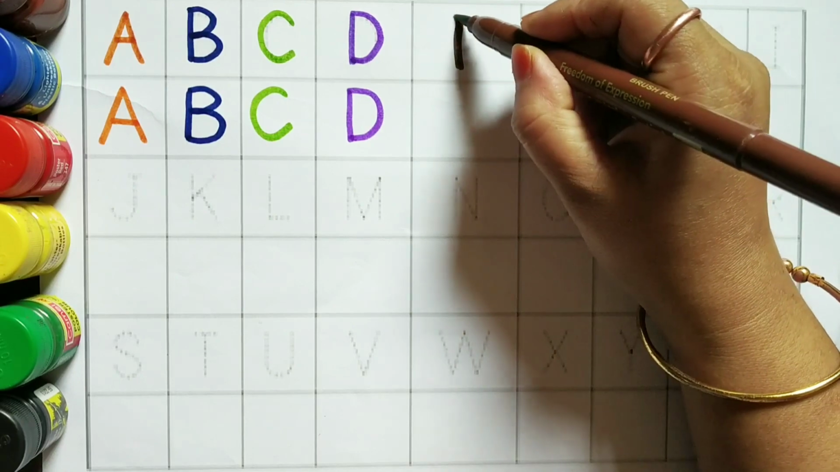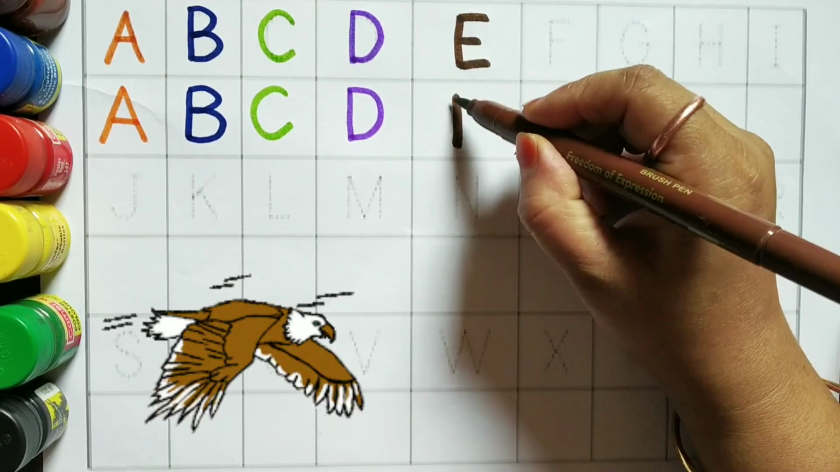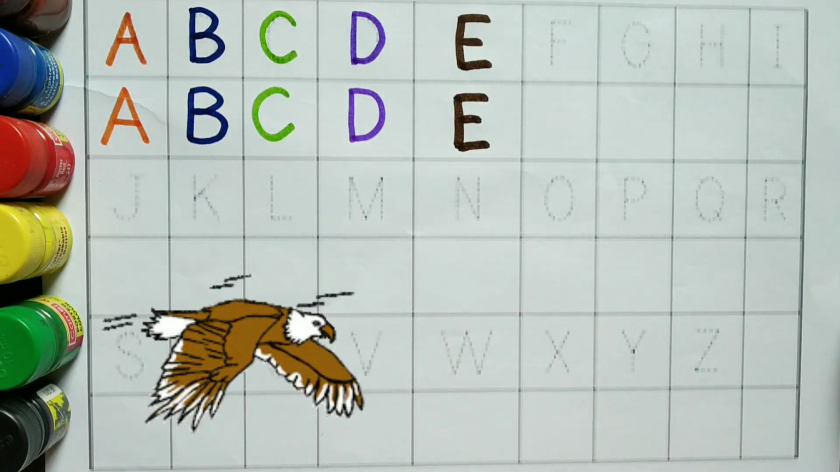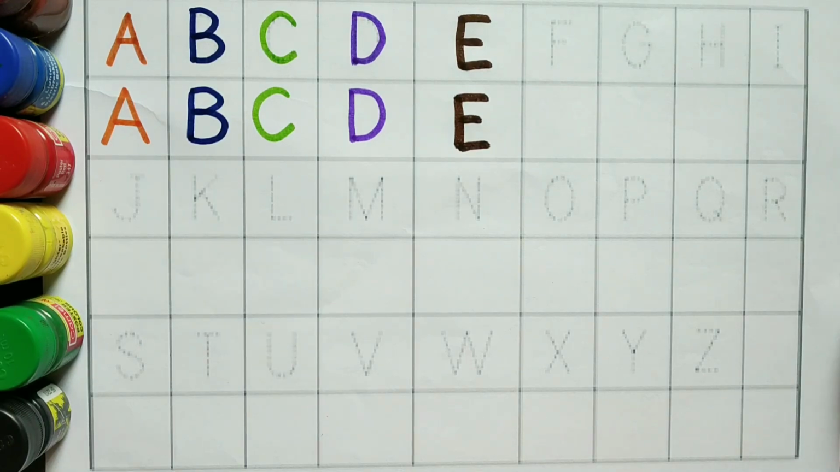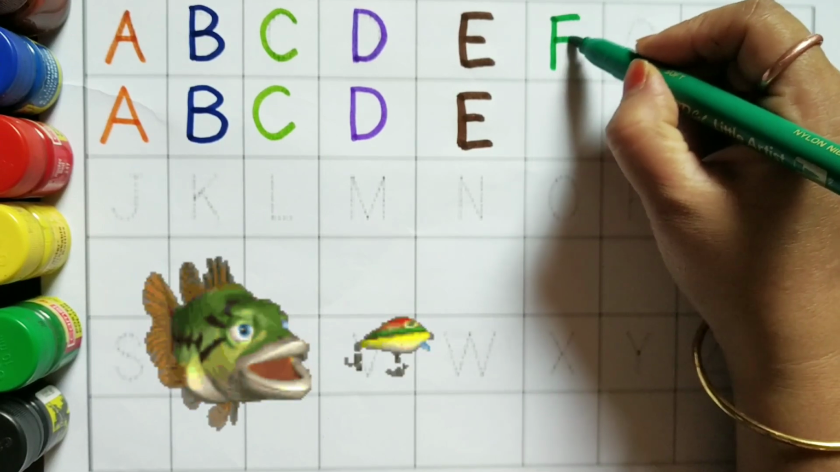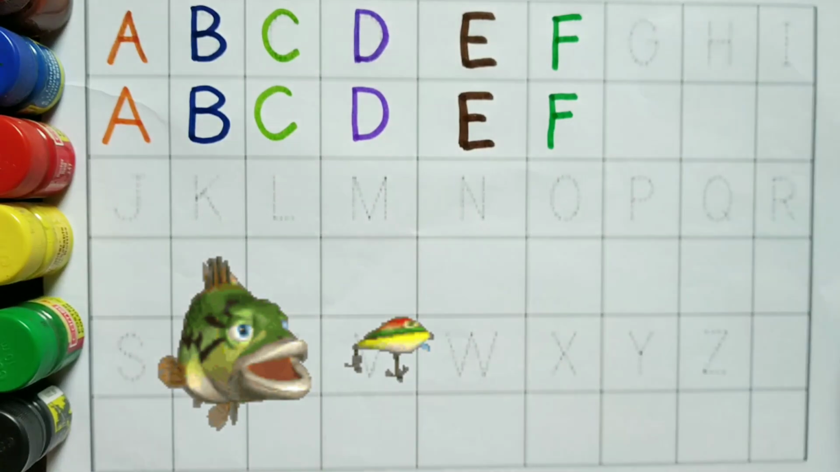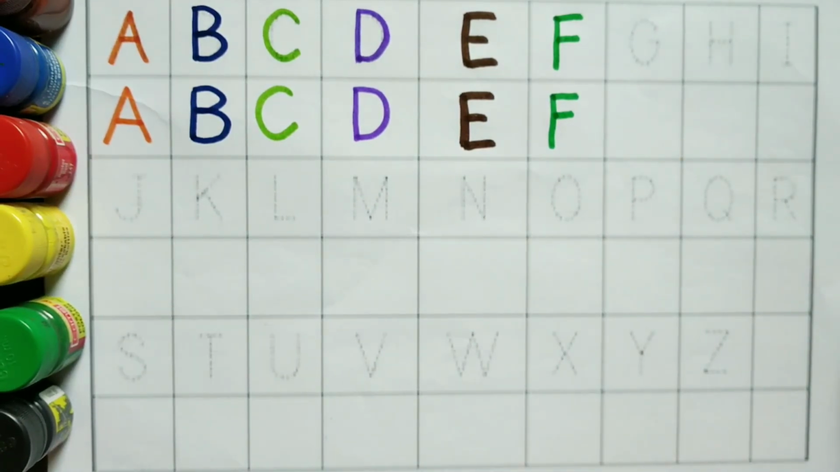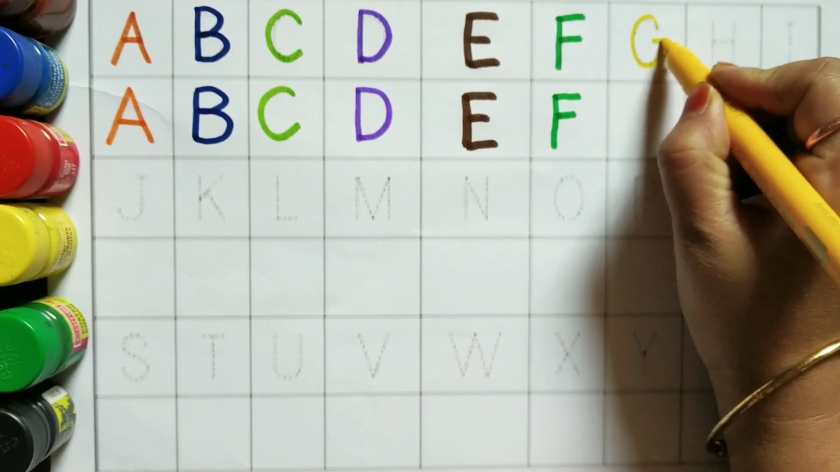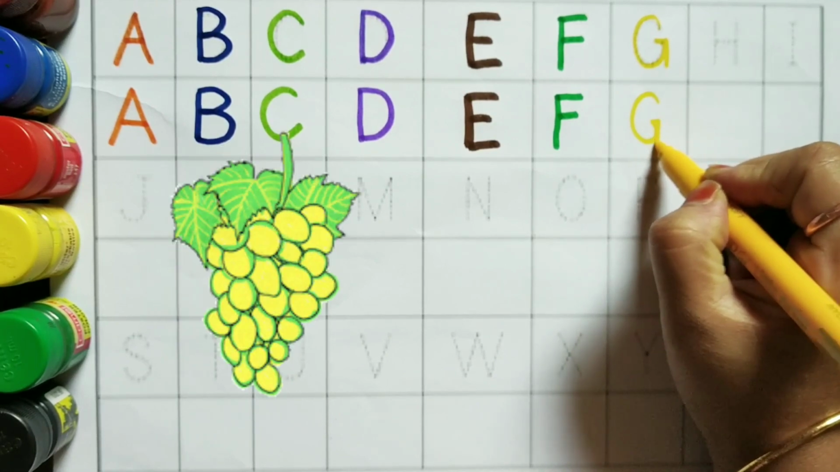E, E for eagle. F, F for fish. Z, Z for grapes.